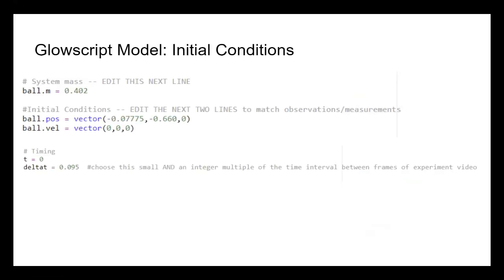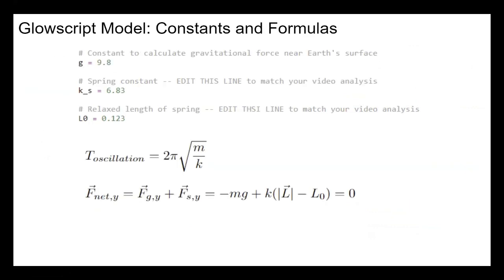So just as some initial conditions, again, the mass is given to us, and then I just put in the position and velocity vectors that you see there from the data that I got, and the delta T, again, from what I got, 0.095 seconds. We also have some constants, so G, and then the spring constant, as well as L naught, the relaxed length of the spring. These can all be obtained from these formulas that you see here.